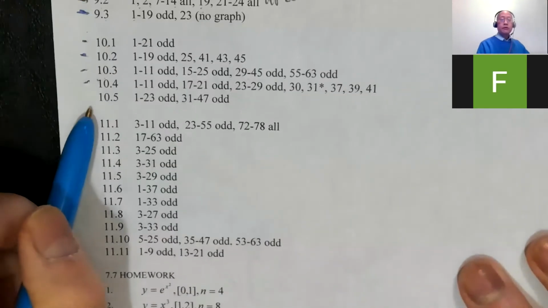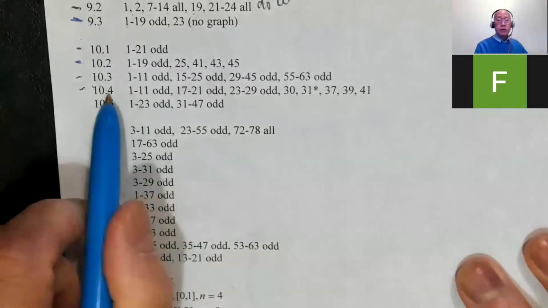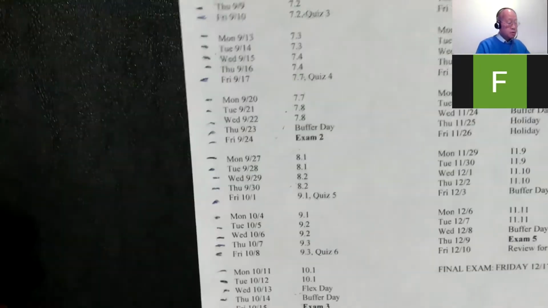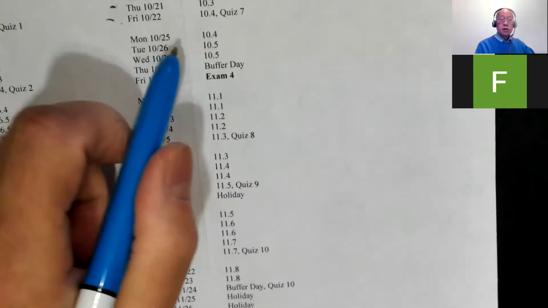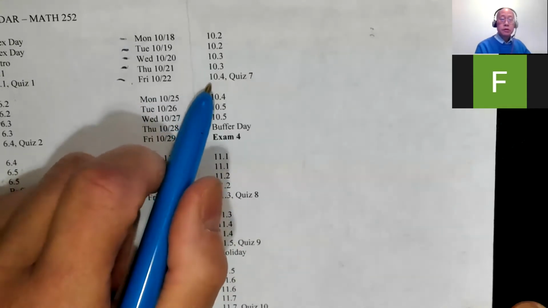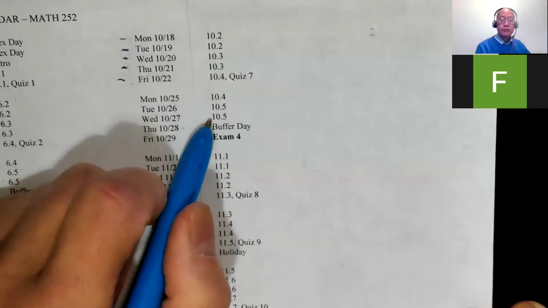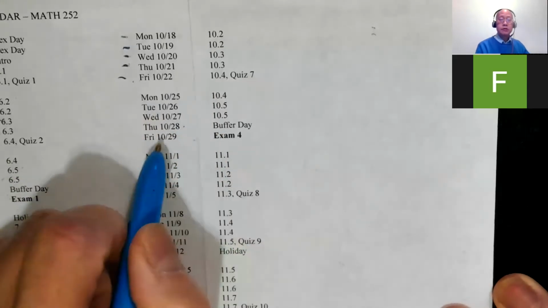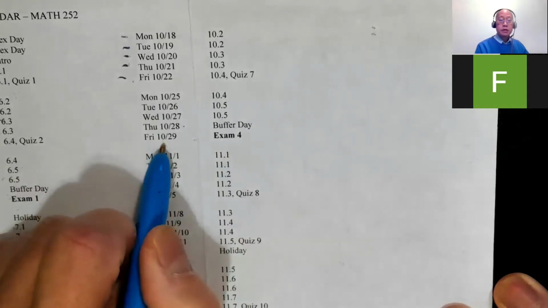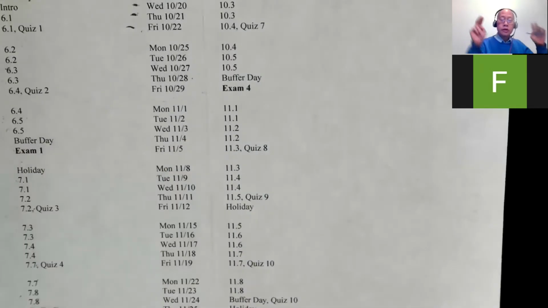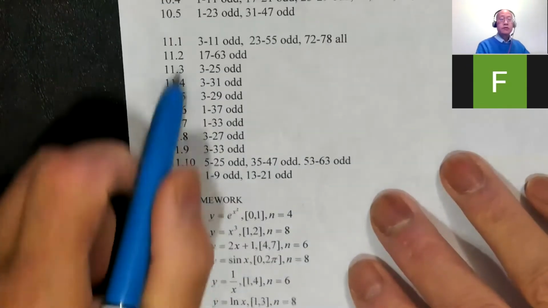All right, so we're starting 10.4 today. And we have 10.4 and 10.5 left before the exam next Friday. So schedule-wise, we are here. Okay, so just about right on schedule. So 2 days for 10.4, 2 days for 10.5, maybe an extra day as needed for a buffer day and questions and answers. And the next exam is Friday the 29th. And after that, we quote unquote only have one more chapter, but it's the longest chapter. As you can see, it's on sequences and series.